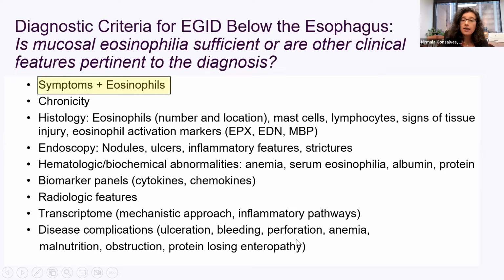So there is a lot of active discussion right now among the researchers in the SEGR group trying to develop a very comprehensive diagnostic criteria for the non-EOE EGID, so more to come on that.